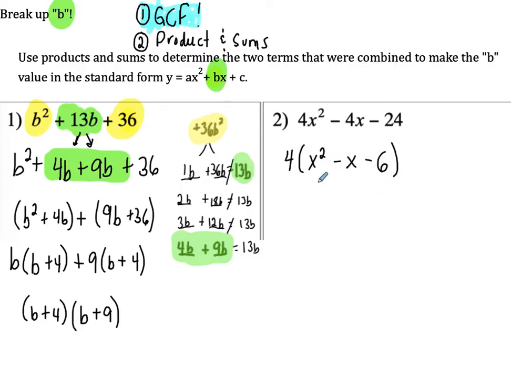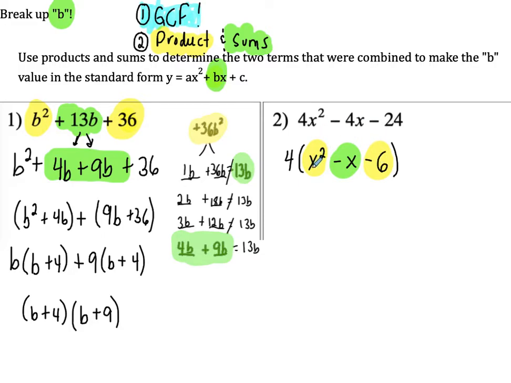Now I'm going to continue like I had over here, except I'm going to ignore the 4 for now. The 4 is outside of my problem for now. I'm just going to focus on what's inside my parentheses. So I'm going to go on to my products and sums for what's inside the parentheses. The product will be the first and last terms, and the sum will be the b value. A times c, sums to b.